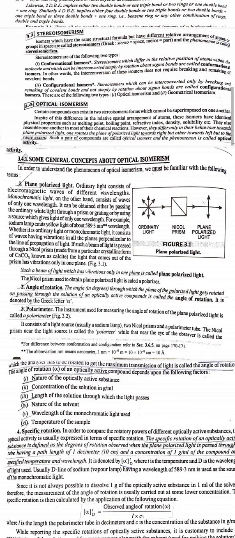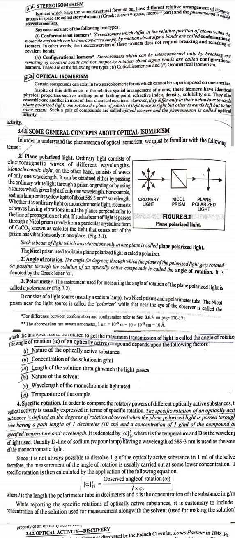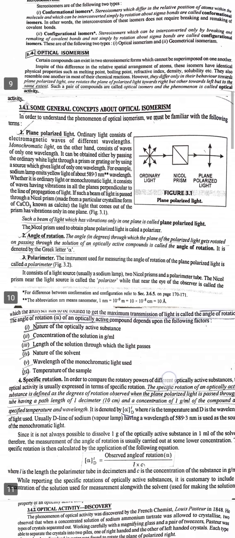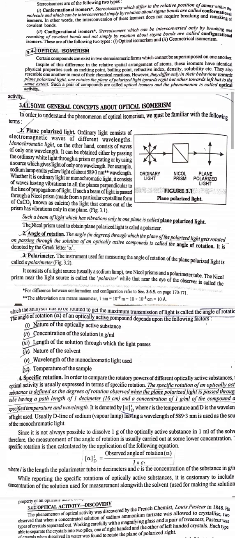Plane polarized light. Ordinary light consists of electromagnetic waves of different wavelengths. Monochromatic light, on the other hand, consists of waves of only one wavelength. It can be obtained either by passing ordinary white light through a prism or grating, or by using a source which gives light of only one wavelength. For example, a sodium lamp emits yellow light of about 589.3 nanometer wavelength. Such a beam of light which has vibration only in one plane is called plane polarized light.